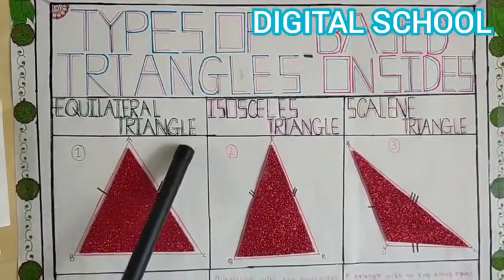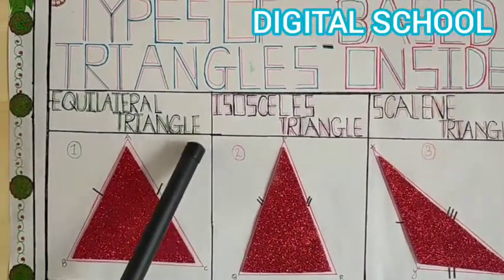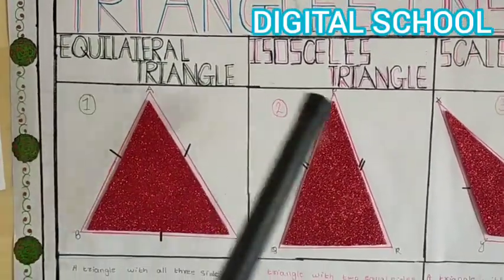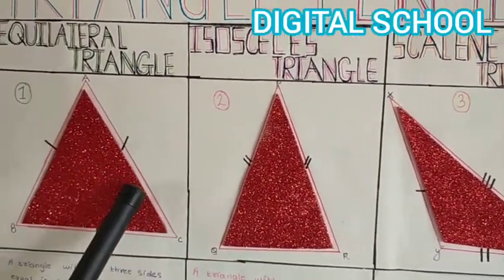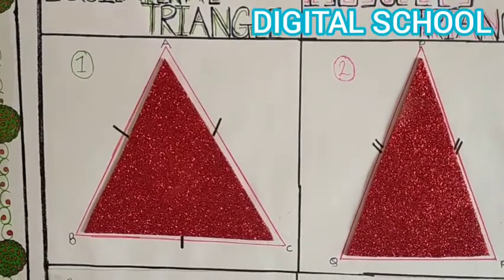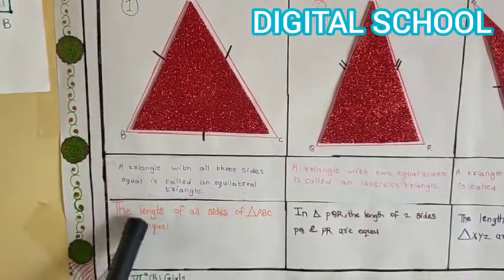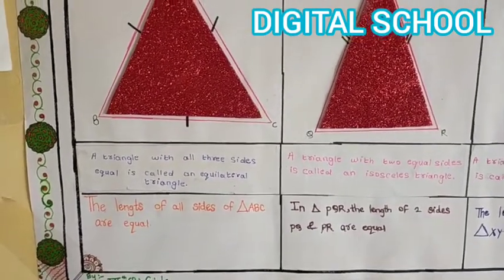Look at the chart. Types of triangles based on side. Three types of triangle: equilateral triangle, isosceles triangle, scalene triangle. The definition of equilateral triangle. A triangle with all three sides equal is called an equilateral triangle. The length of all sides of triangle ABC are equal.